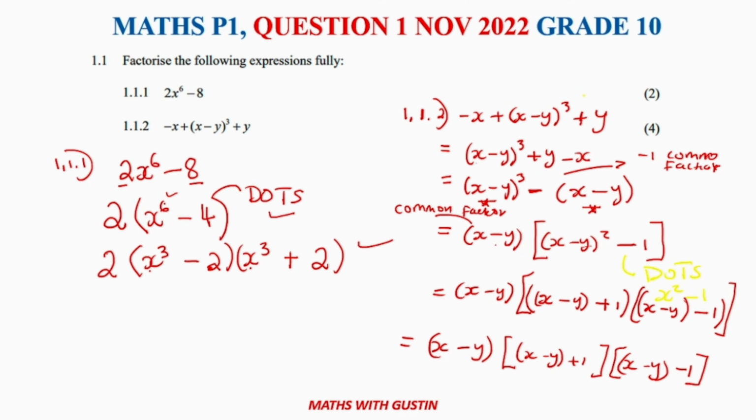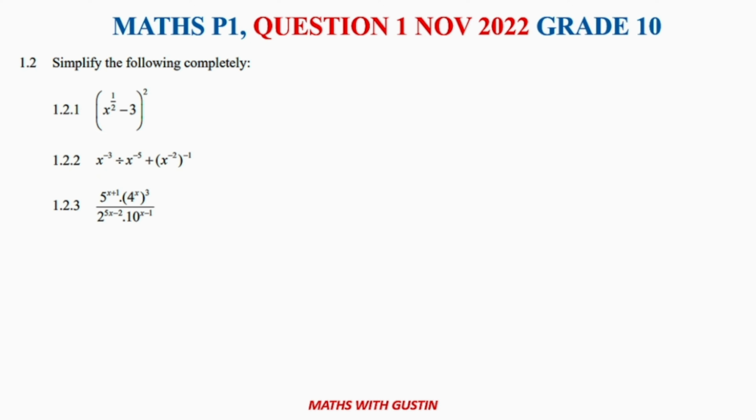Now let's move to 1.2. All right, 1.2.1: simplify the following completely. What we have here is x to the power of half minus 3, squared. Therefore we know that this squared means you need to expand this.